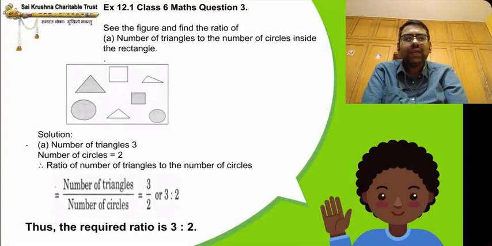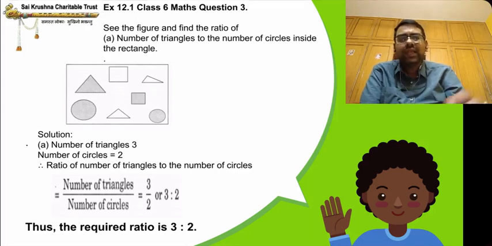Question 3, exercise 12.1 maths. See the figure and find the ratio of the number of triangles to the number of circles inside the rectangle. How many triangles are there? 3. How many circles are there? 2. Ratio of the number of triangles to the number of circles is 3 by 2 or 3:2. The fraction 3 by 2 can be written in ratio as 3:2. Required ratio is 3:2.